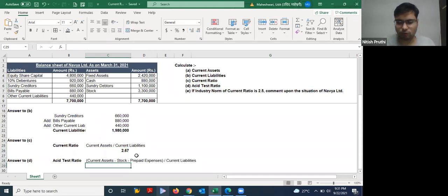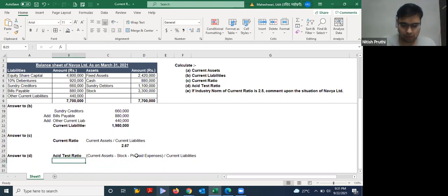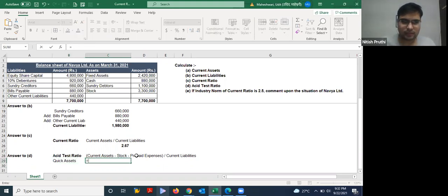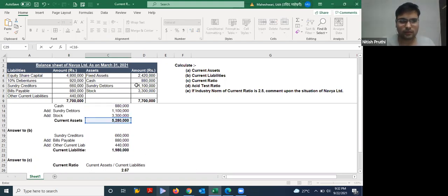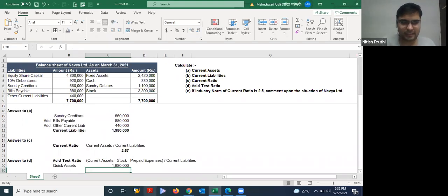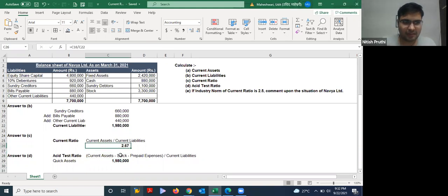Let's calculate the formula. So here in our question, we don't have prepaid expenses, but we do have stock. So we'll first calculate quick assets. Now quick assets comes to my current assets minus stock, and it comes as 19,80,000. All right. So what a coincidence that we have current liabilities of 19,80,000. We have quick assets of 19,80,000 as well.